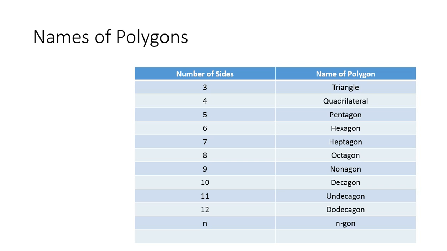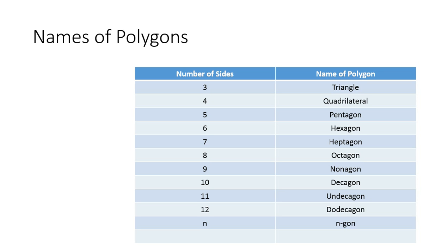8 sides, like a stop sign, is an octagon, or like an octopus. 9 sides is a nonagon. 10 sides is a decagon. 11 sides is an undecagon. 12 sides is a dodecagon. Anything bigger than that, you just say the number and then gon. So if it has 18 sides, it's an 18-gon. If it's more than 12, you just write 18-gon, 17-gon, 38-gon. You don't need to know the exact names, but from 3 to 12, you need to know what those names are.